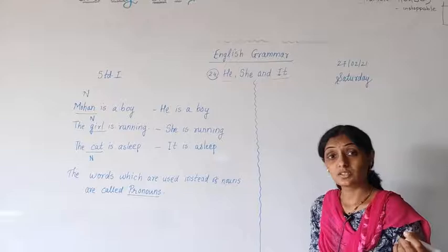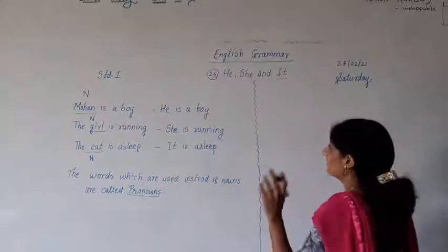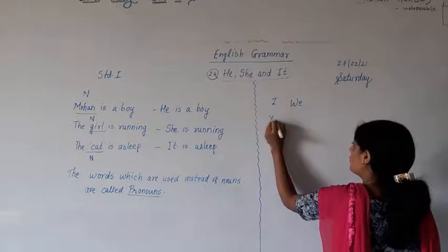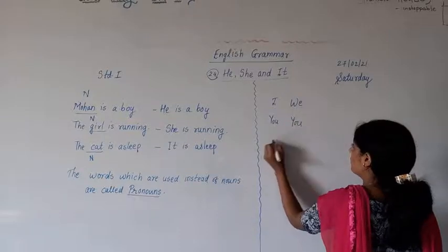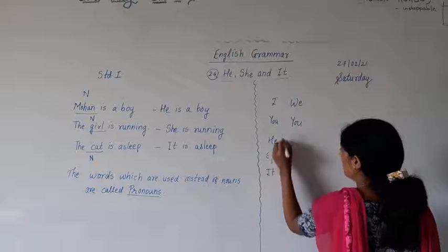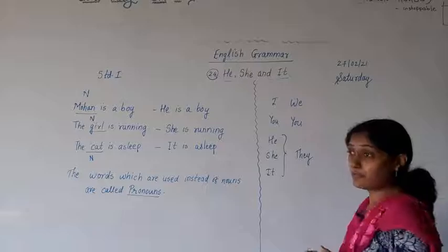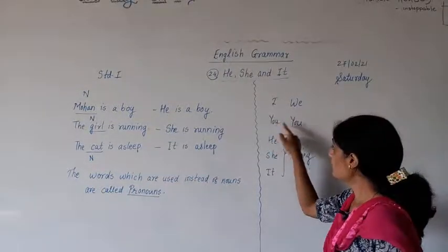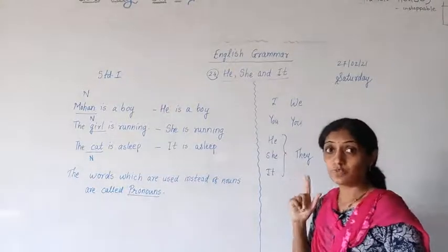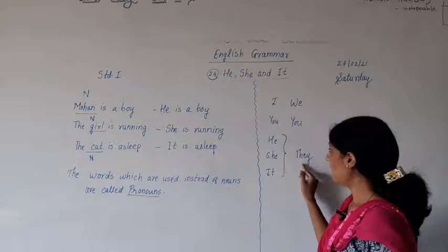Then which are pronouns? I think I have taught you or not, I don't know, but there are pronouns like I, we, you, he, she, it and they. You have to say like this: I, we, you, he, she, it, they. You have to learn it. I, we, you, he, she, it, they.